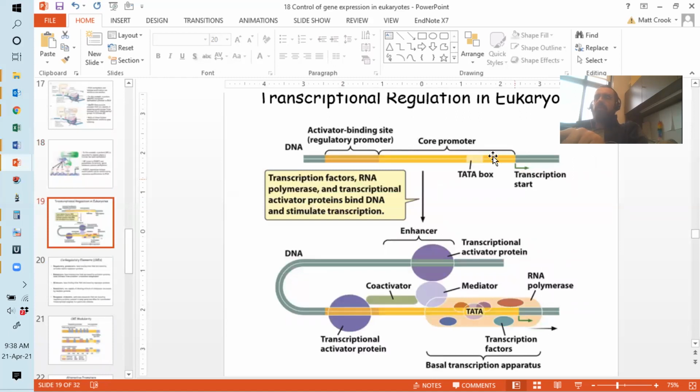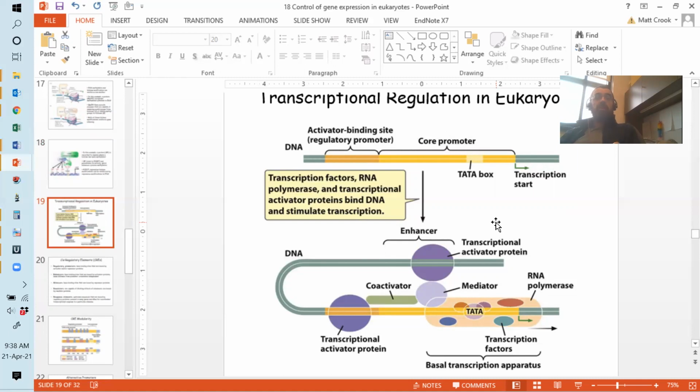Upstream of that transcription start site, you have a range of regions. You will always have a core promoter. The core promoter you could also call the minimal promoter. It's essentially the minimum region required for RNA polymerase and all the associated machinery needed for transcription to physically bind.